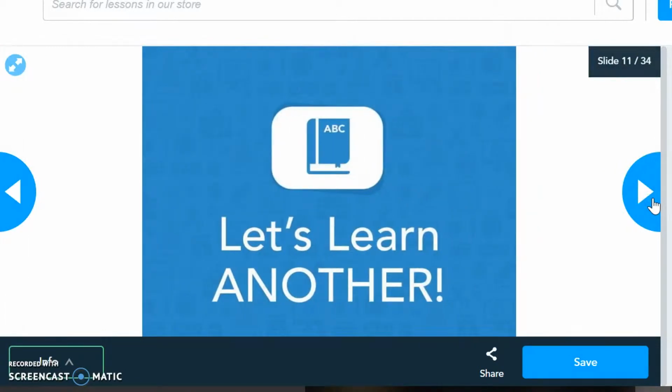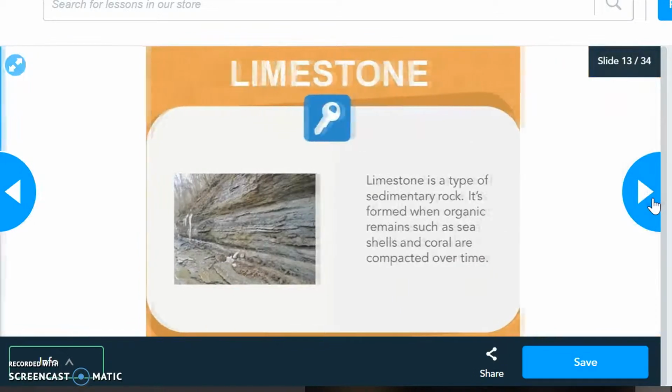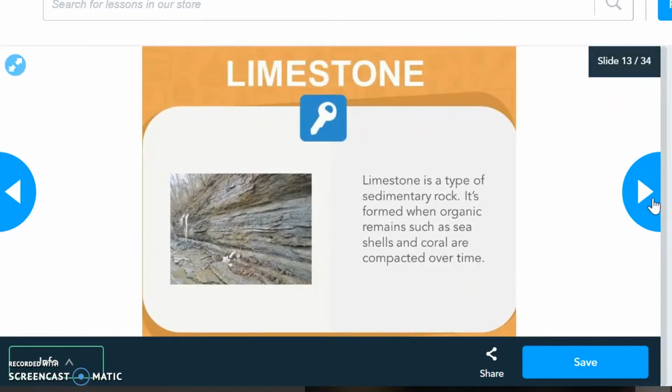So, what we know so far about igneous rocks is that both of these rocks seem to be formed through volcanic eruptions. So let's learn another rock. We have sedimentary rock. An example of that is limestone, which is formed when organic remains such as seashells and coral are compacted over time.